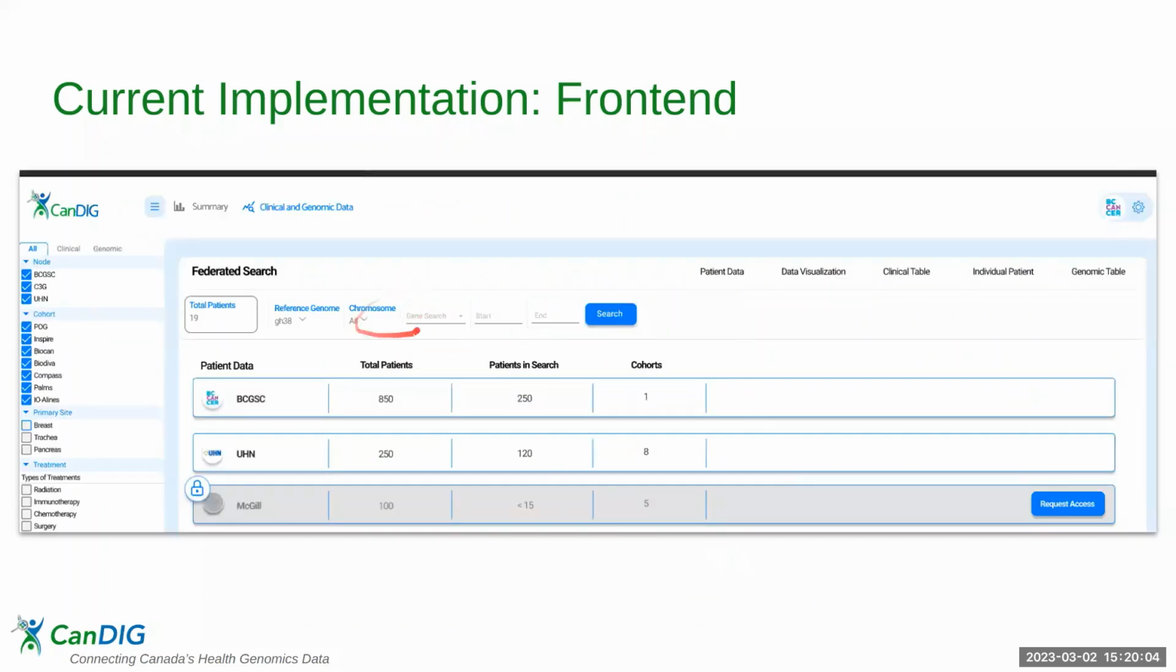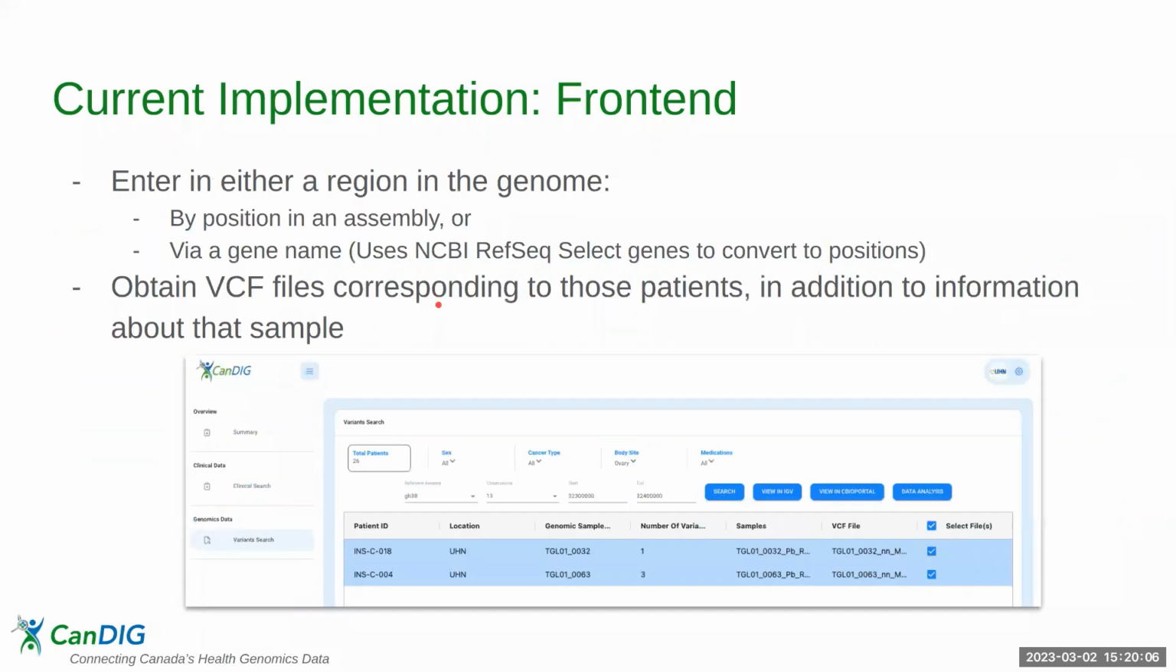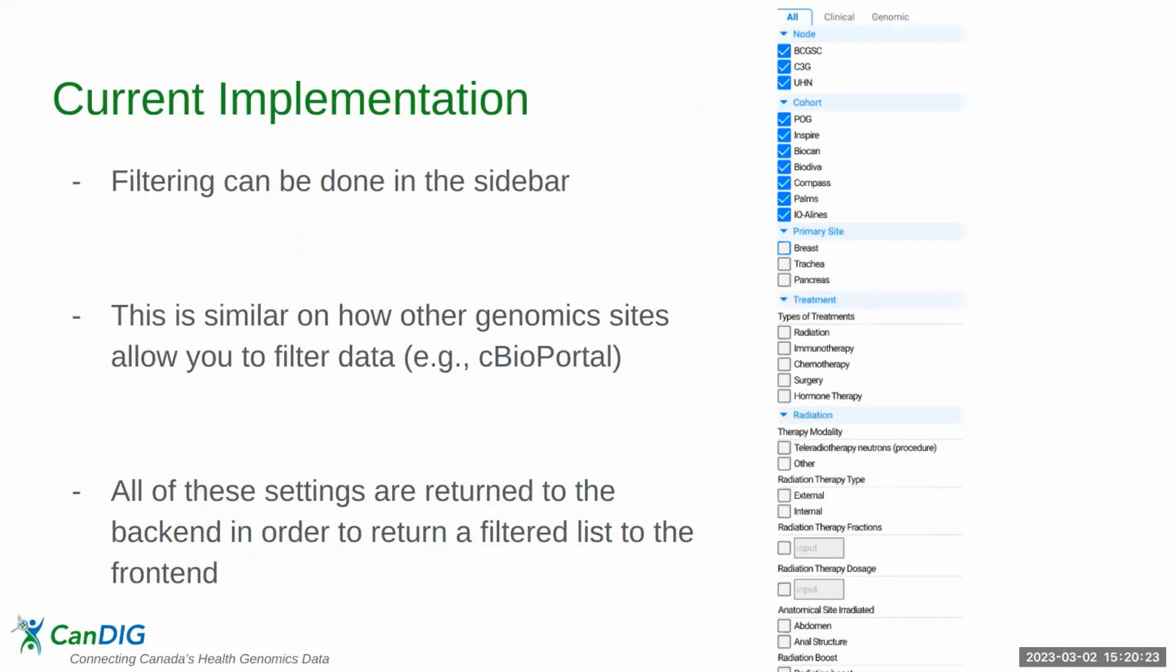You can also do an autofill in gene search over there, using NCBI RefSeq Select genes to convert the gene names into an actual position for the backend to use. You can then obtain VCF data and also metadata about these patients, which I'll show shortly. You can filter the results by editing the sidebar.